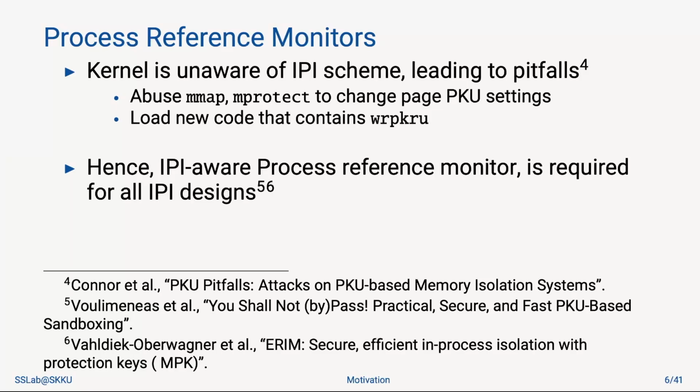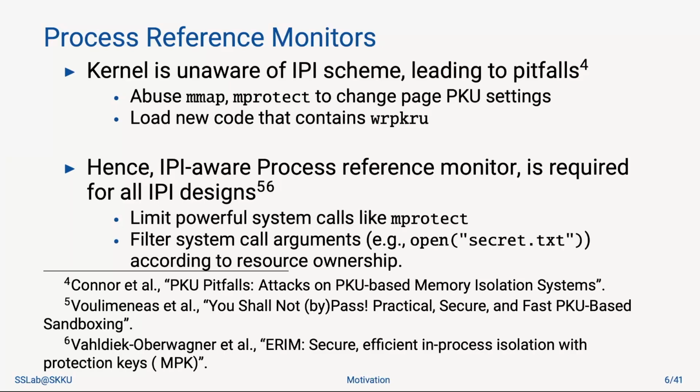For this reason, there have been works that introduce an in-process isolation-aware process reference monitor. They limit the powerful system calls such as mprotect, and also filter system call arguments such as open according to their resource ownership.